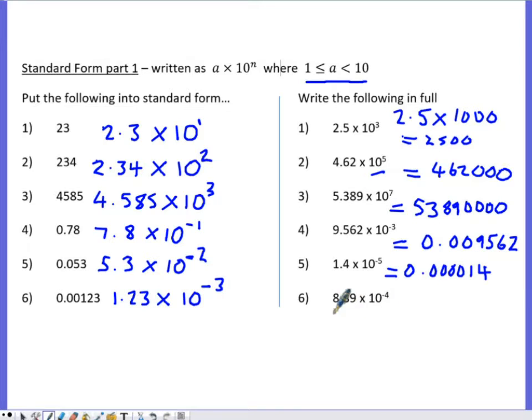Last example, same with this, we're going to move it 4 places to the left. If I move it 1 place, the decimal point will be there. I have to move it 3 places further, so I'm going to end up with 3 more zeros. So 0.0001 3 8 8 9.